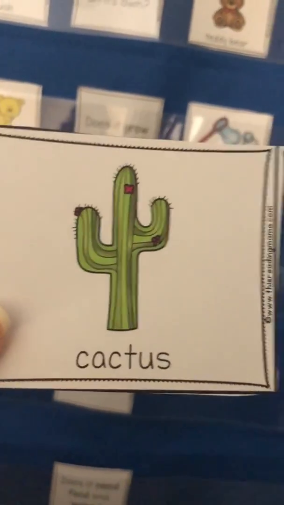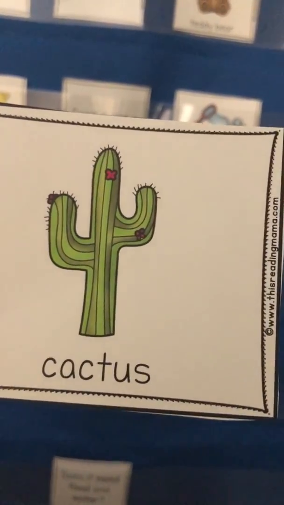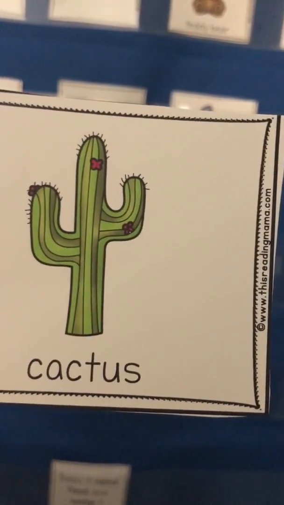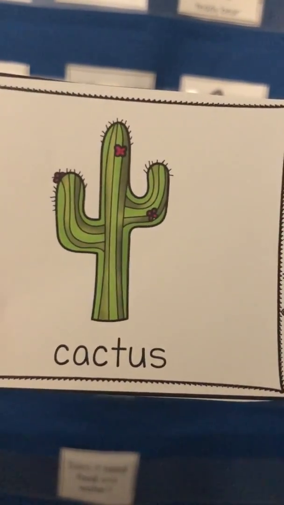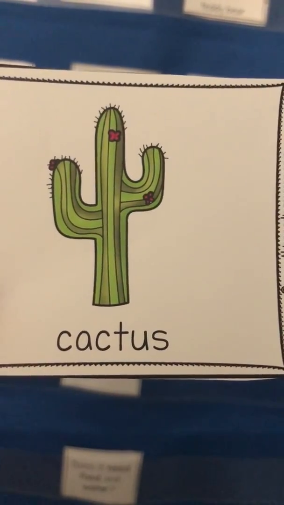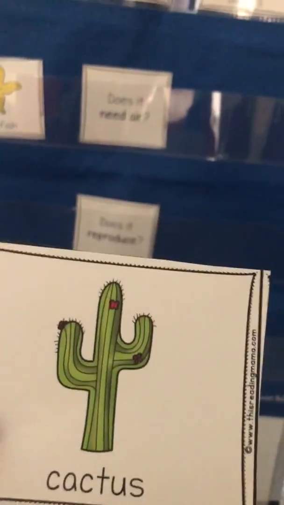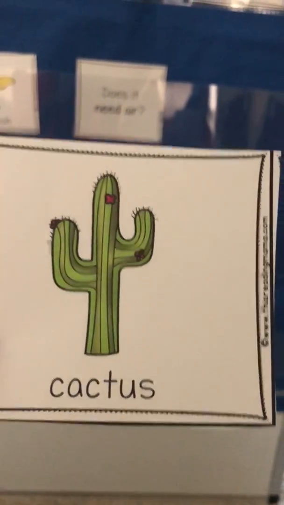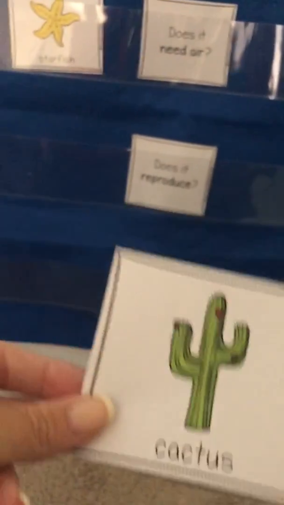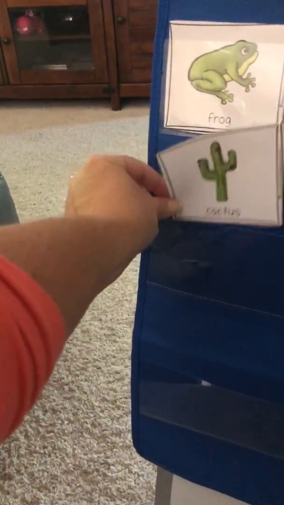A cactus. A cactus is a type of plant. It does grow. It can't move really on its own because it has roots, but it does need air, like a plant. It will reproduce. It will make more cacti, and it does need food and water. So this is definitely a living thing.